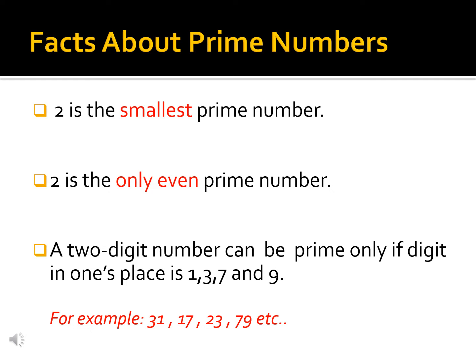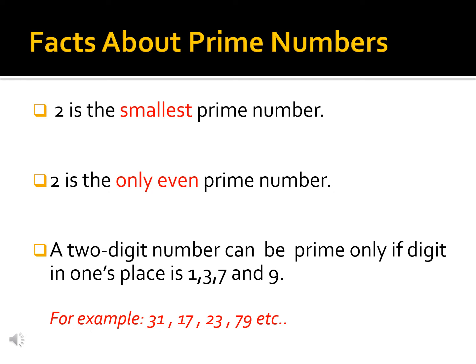So starting from the smallest prime number, 2 is the smallest prime number. Before 2, we deal with the number 1, which is neither prime nor composite. 1 is a unique number. So 2 is the smallest prime number. 2 is also the only even prime number.